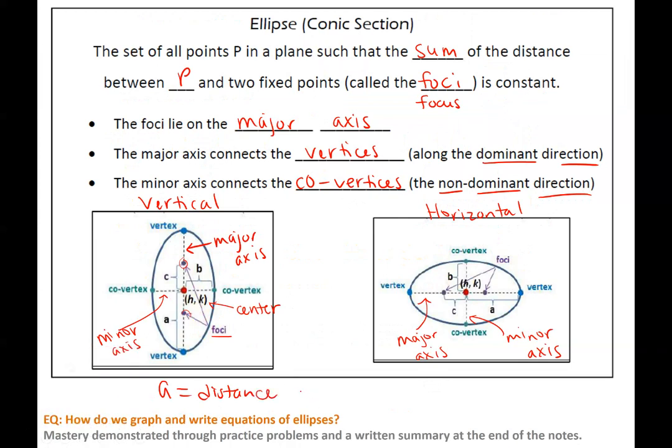That would be the distance from the center to a vertex. So that's important. That's a.